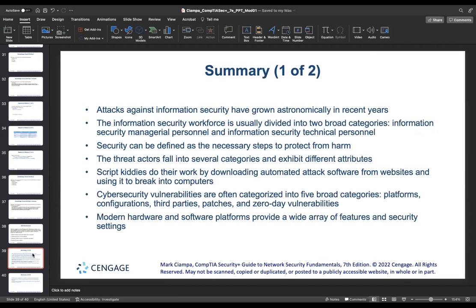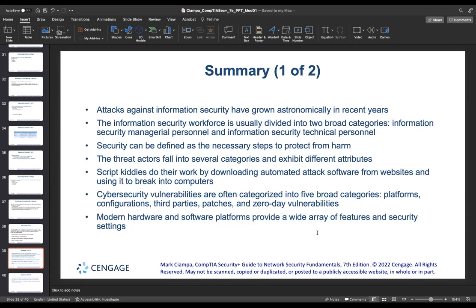Outstanding. So basically what we did was we talked about the attacks against information security have grown out astronomically in the recent years. And especially, guys, in the last 2 years, due to the COVID, everybody was sitting at home and they're trying to do whatever they can on their computers. So a lot of script kiddies that we discussed have joined the pack. So their number has astronomically grown. We talked about the information security workforce is usually divided into two broad categories. Information security managerial personnel and the technical personnel, and we started talking about the high level ones.